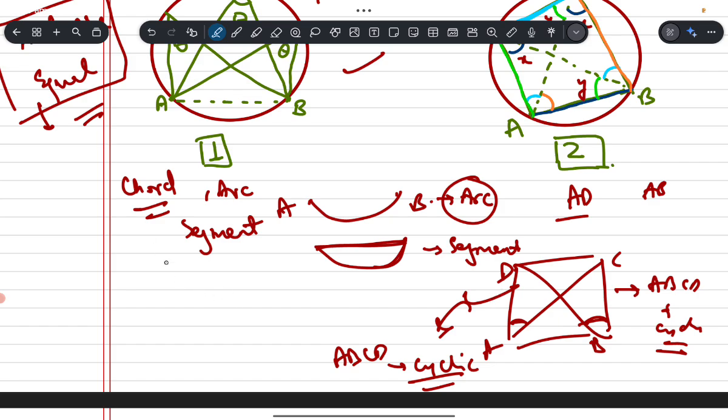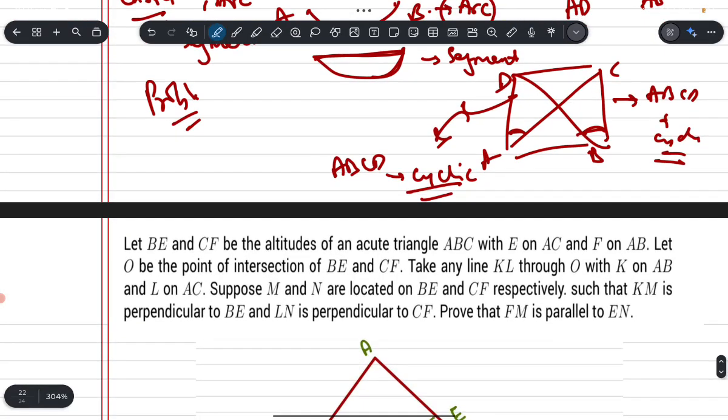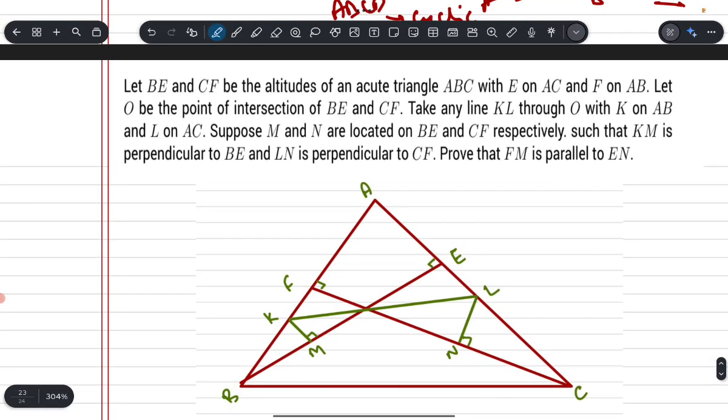Now, based on this technique of spotting cyclic quadrilaterals, I'll be doing a problem, a very interesting problem. Here you go. So you can pause the video and try the problem first. We are provided in the problem with BE and CF as the altitudes of triangle ABC, and we have O as the point of intersection.